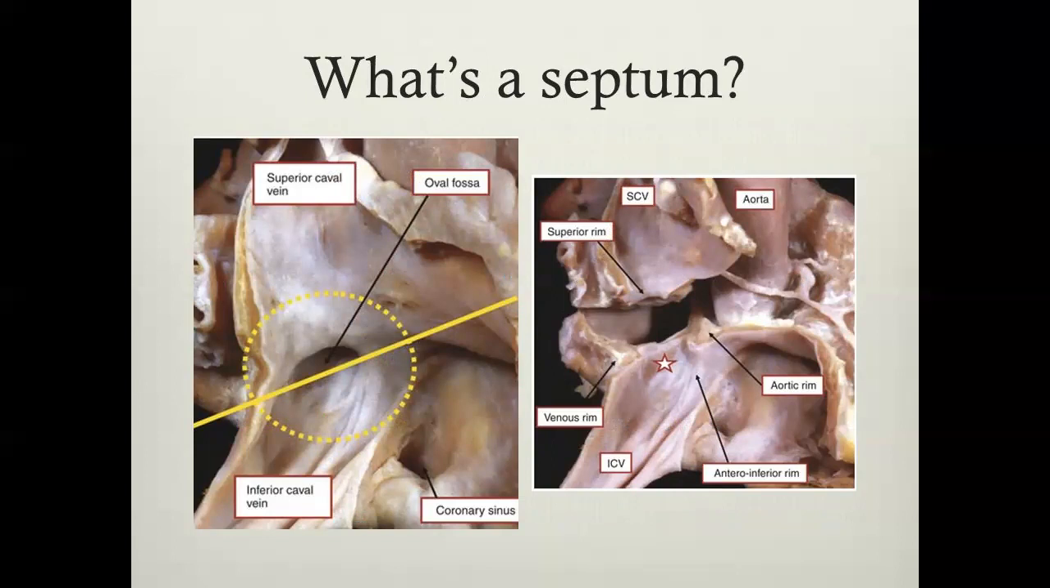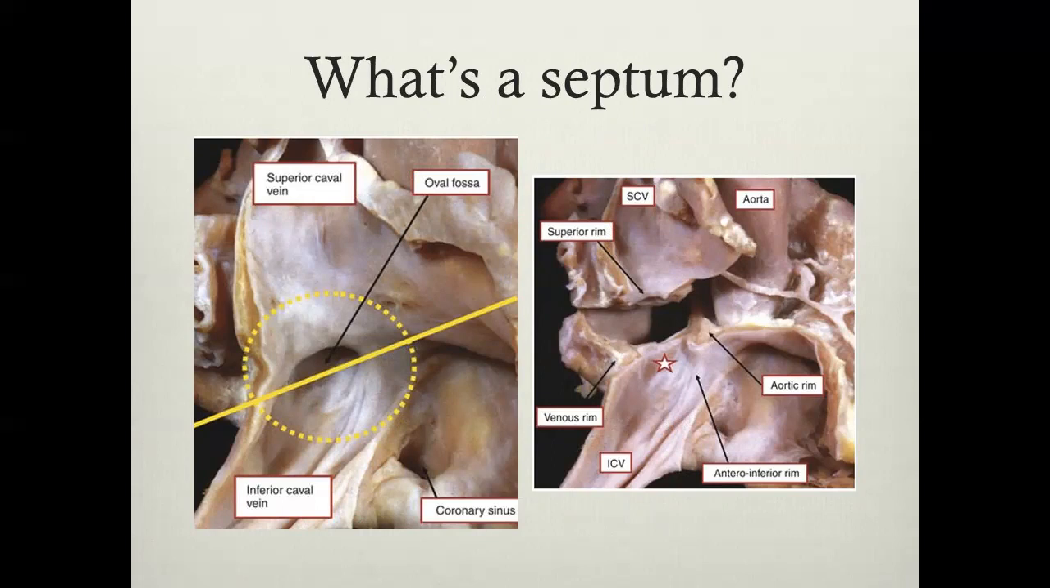So this picture on the left is a cut through this section, anatomic section, along this solid line. So what is a septum? This is kind of like, when is a door ajar? And the answer is when it's open. Septum actually means border or wall in Latin, and it separates two chambers.